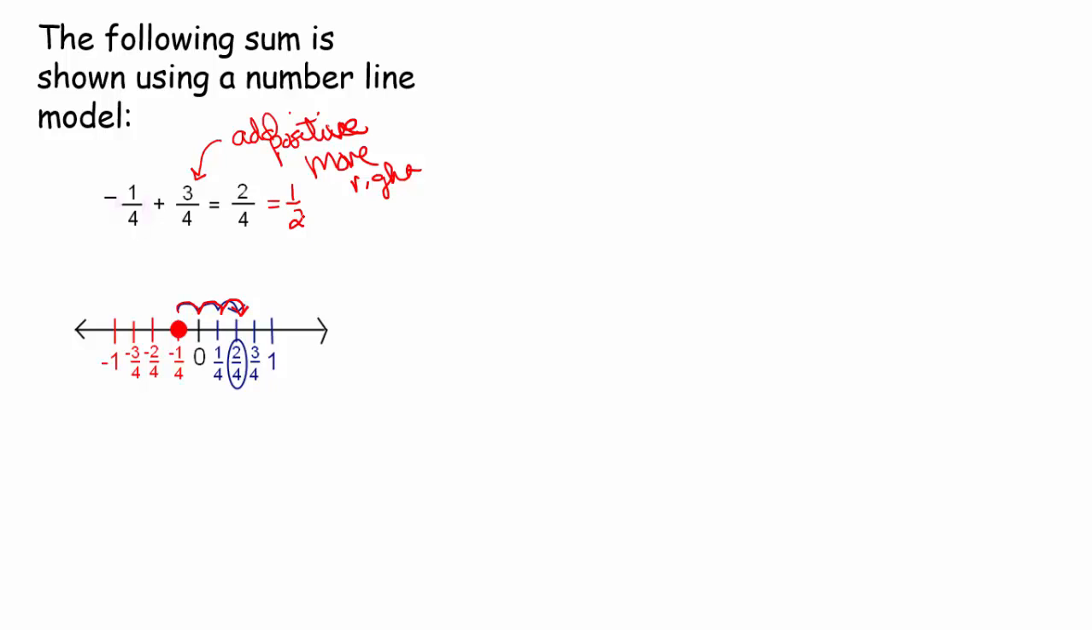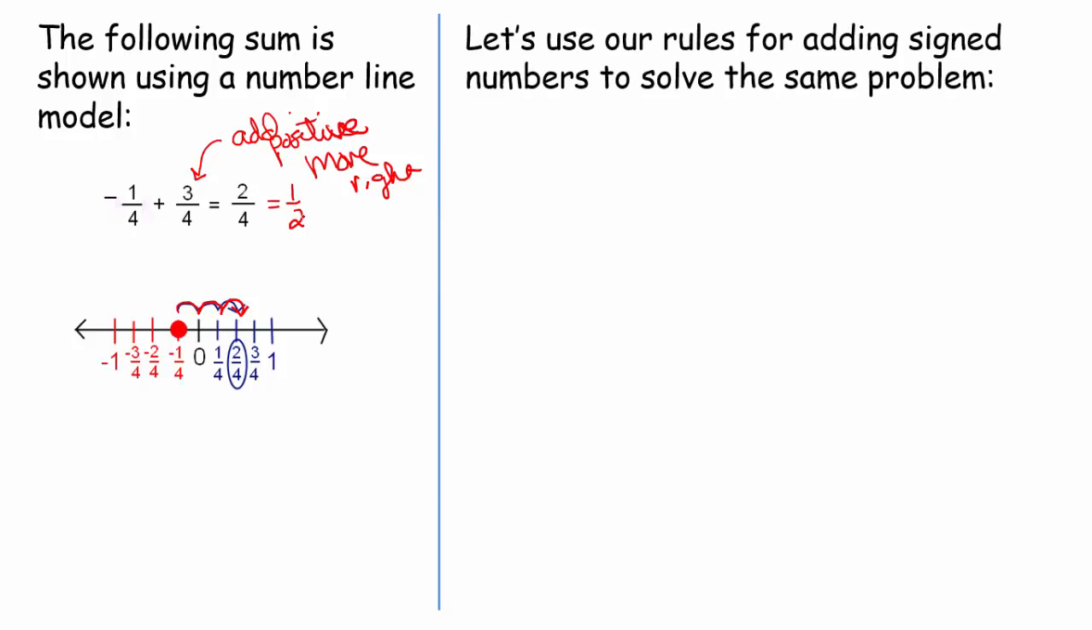So that would be using a number line. And again, if you want to use number lines to help you add fractions, you're going to want to make sure you break your number line up into whatever the denominator tells you you're working with. In this case, it was fourths. Now let's use that same example, but using our rules for adding signed numbers. You have negative 1/4 plus 3/4. We know that that's going to end up with 2/4. Let's check this with our rules.